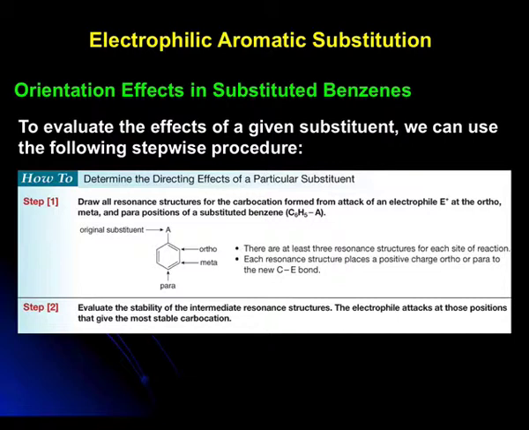So let's suppose we start with a substituted benzene. And according to this, you just have some group on there, which is A. The first thing that you have to do is look at what kind of substituent you have for A. Is it an electron donating group? Is it an electron withdrawing group? Then you can determine whether it's going to be ortho, para, meta.